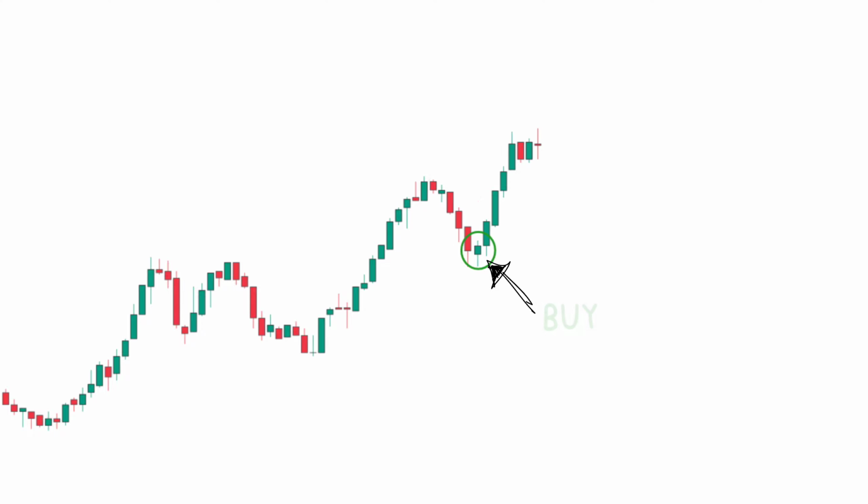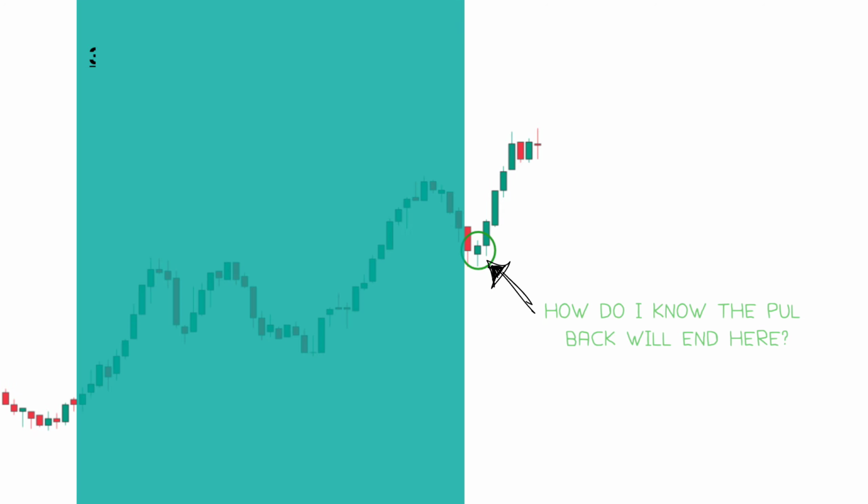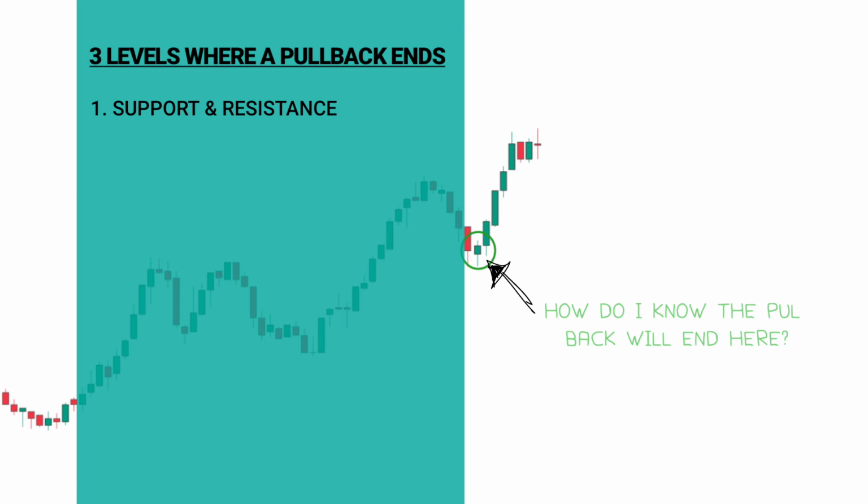Now I know what you're thinking. But how would I know that the pullback will end here and not just continue downwards? Well, based on my research, I actually discovered 3 common levels where pullbacks usually end. 1. Support and resistance. Let me show you an example.